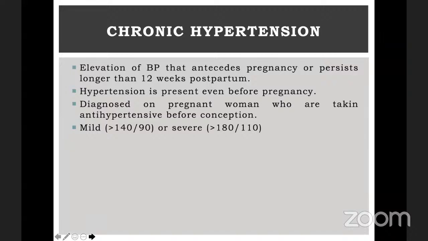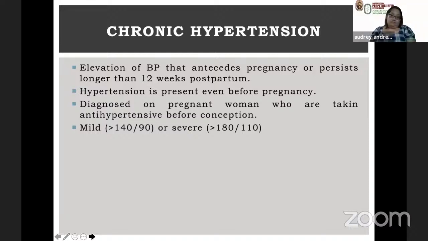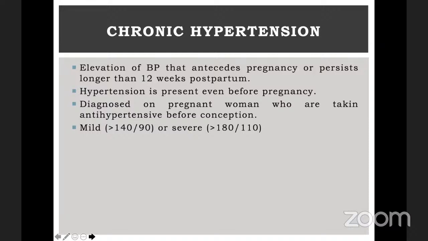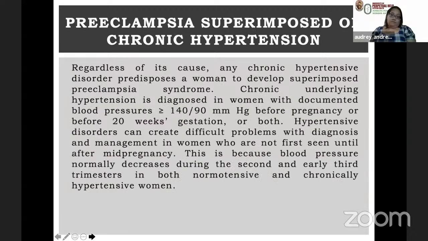Chronic hypertension is elevation of blood pressure that antecedes pregnancy or persists longer than 12 weeks postpartum. Hypertension is present even before pregnancy, and it is also diagnosed in pregnant women who are taking antihypertensives before conception. It is considered mild when the blood pressure is above 140/90, or severe when it is above 180/110.